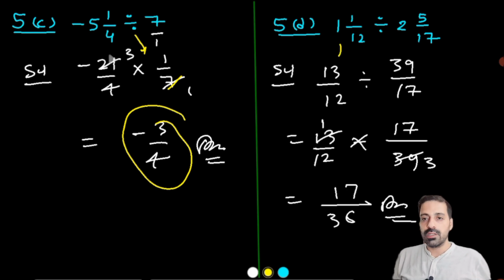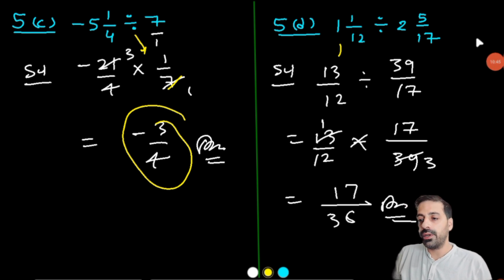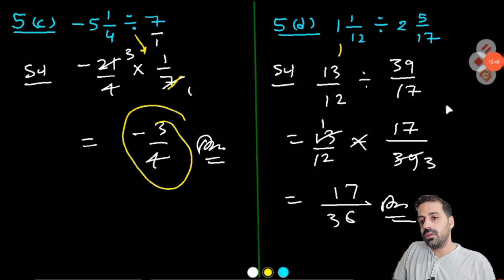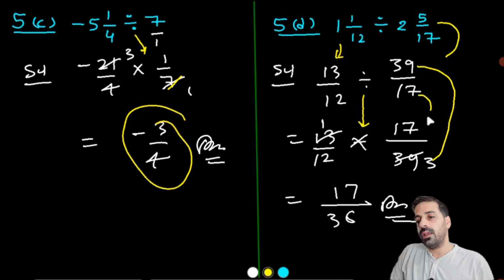Open the mixed fraction here. Now we have this mixed fraction, open this, after opening this we have 13 upon 12. Opening this mixed fraction we have 39 upon 17, and this divide sign is now converted into multiply, and the reciprocal of 39 upon 17, 39 becomes the denominator and 17 will become the numerator. So now cancel out, 13 1 ja 13 and 13 3 ja 39, and we have 17 1 ja 17 and 12 3 is 36.